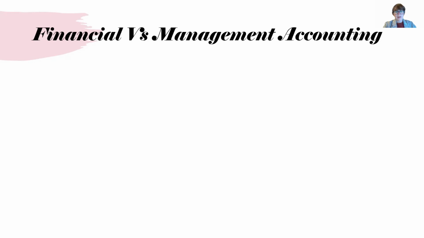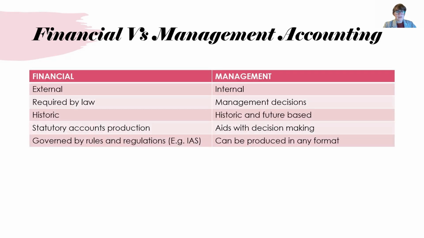So financial versus management accounting then, both two very different concepts. So let's take a look at some of the key differences here. Financial accounting then is external. It is required by law. It is based on historic data. It is needed in order to actually produce and publicise the statutory accounts made necessary by HMRC guidance, and it is governed by rules and regulations, such as the International Accounting Standards and the International Financial Reporting Standards.